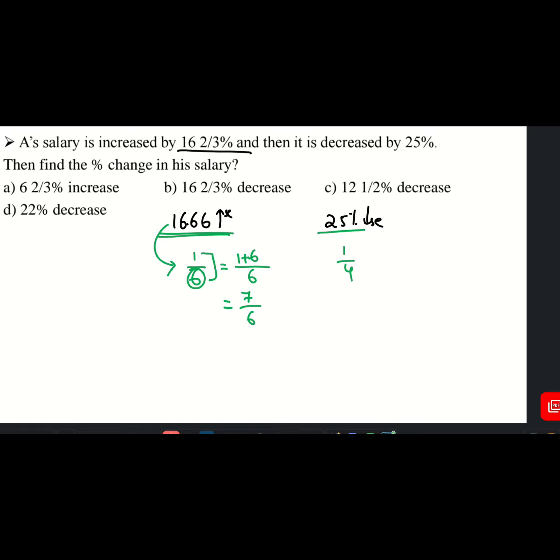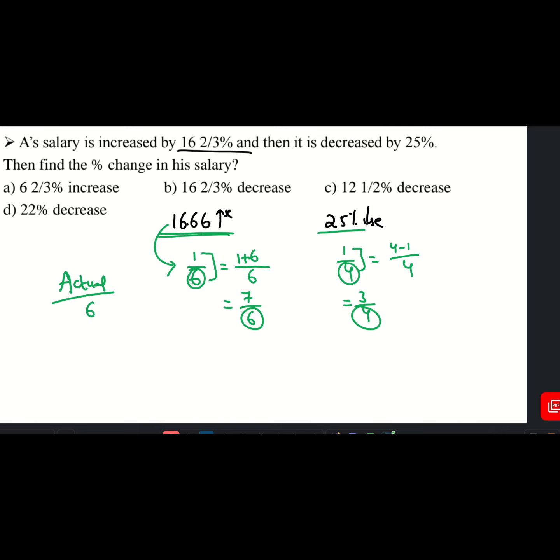And here 25 percentage is a decrease. Decrease is nothing but 4 minus 1 divided by the denominator 4. 4 minus 1 equals 3 by 4. So in the denominator, whatever the values we are having, those will be the actual values.